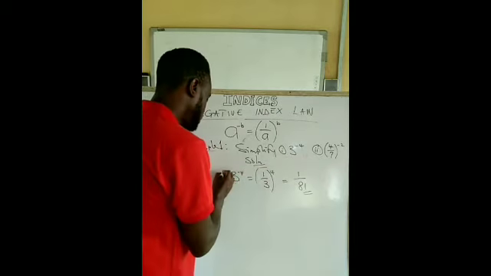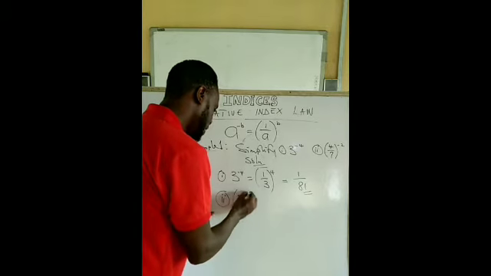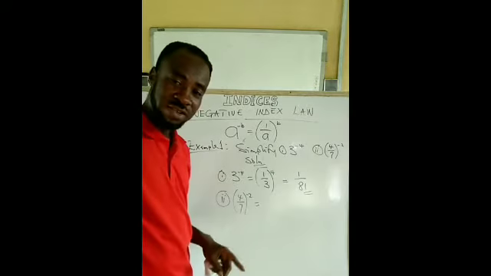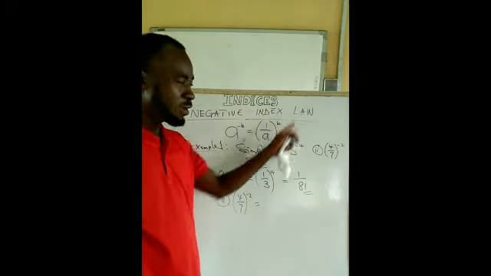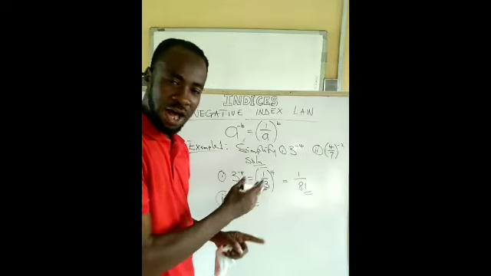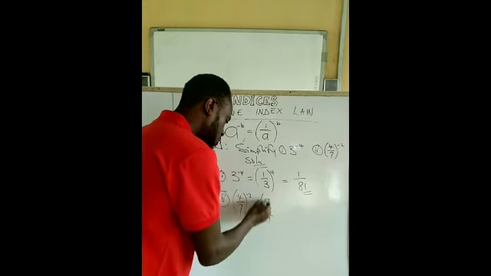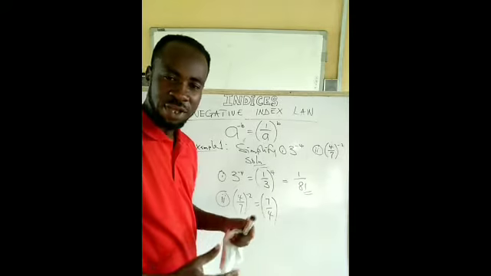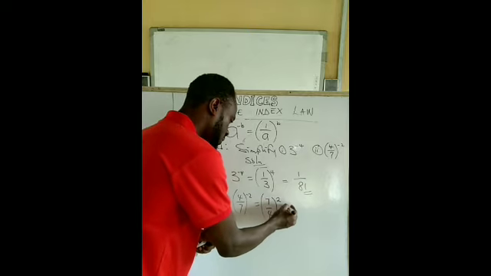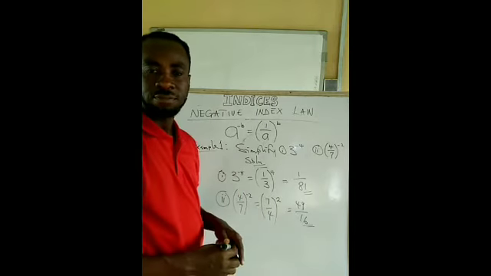Our next step, for number 2, you are given 4 all over 7 raised to the power of minus 2. Remember, our power is also negative. So we are going to apply the negative index law. Step 1 in the application of negative index law says take the reciprocal. What is the reciprocal of 4 over 7? That is 7 over 4. I told you the reciprocal is simply the flip of the number. Change the negative sign to positive, which is 2. So our answer becomes 49 over 16.